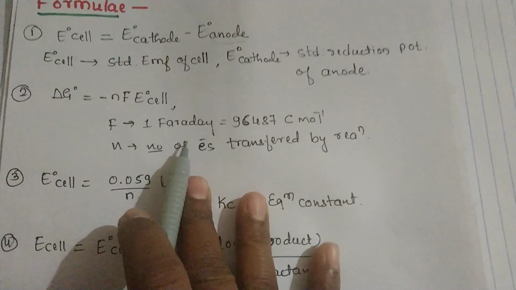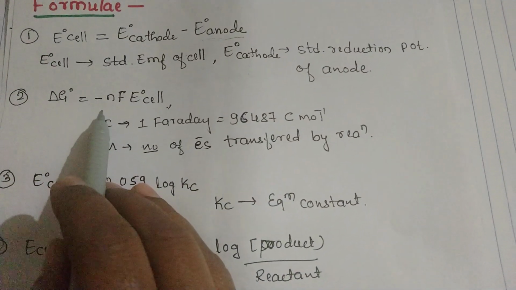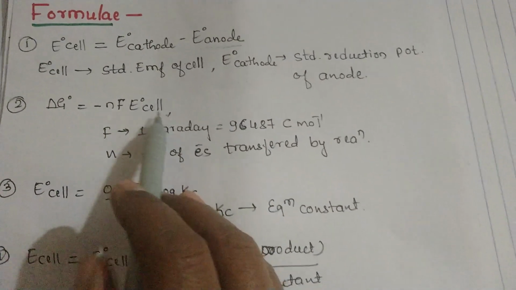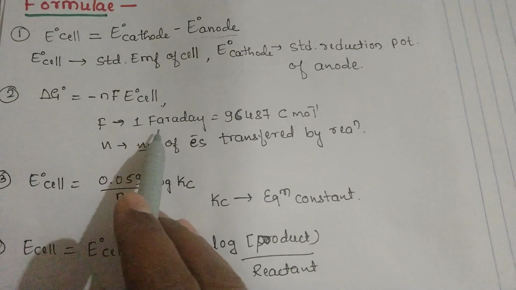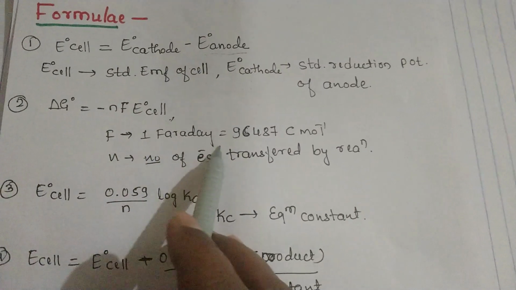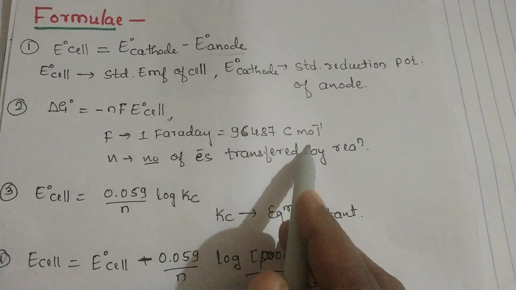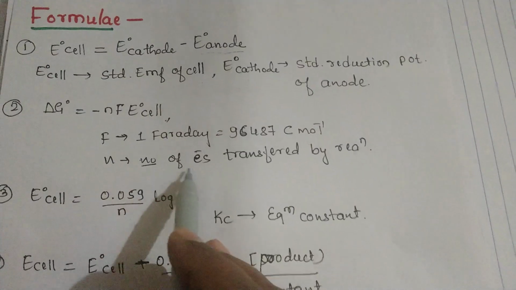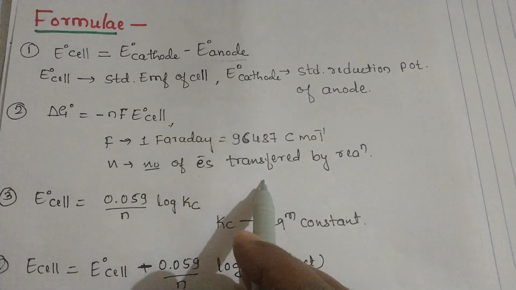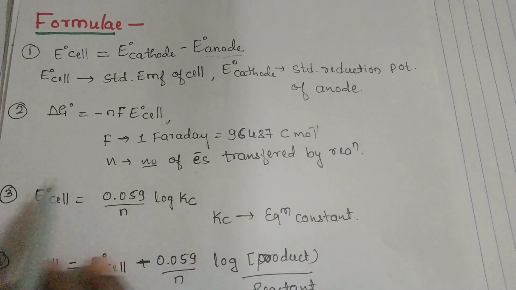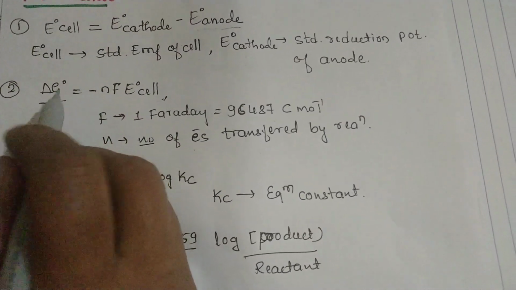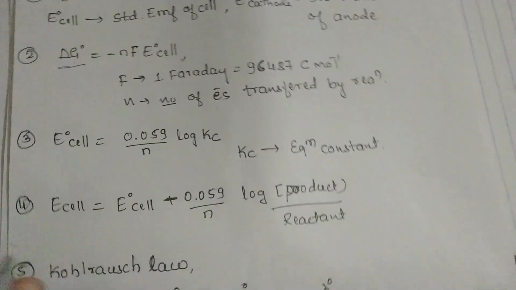The second one is delta G0 is equal to minus n F E0 cell. Here we know that F is 1 Faraday, the value is 96,487 coulomb per mole. Here n is the number of electrons transferred by the reaction, and we know that delta G0 is the Gibbs free energy.